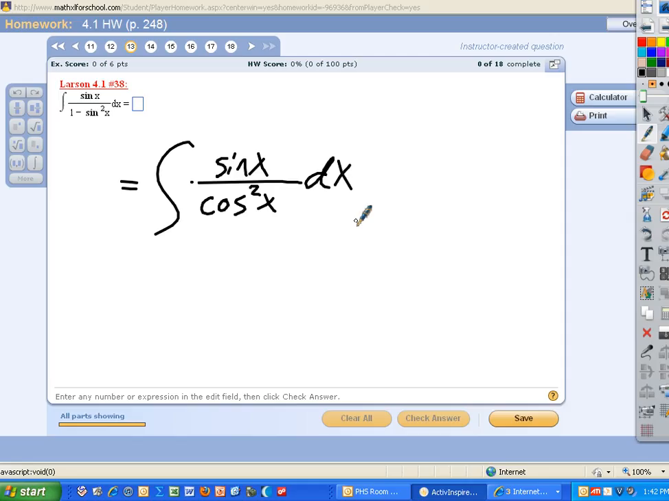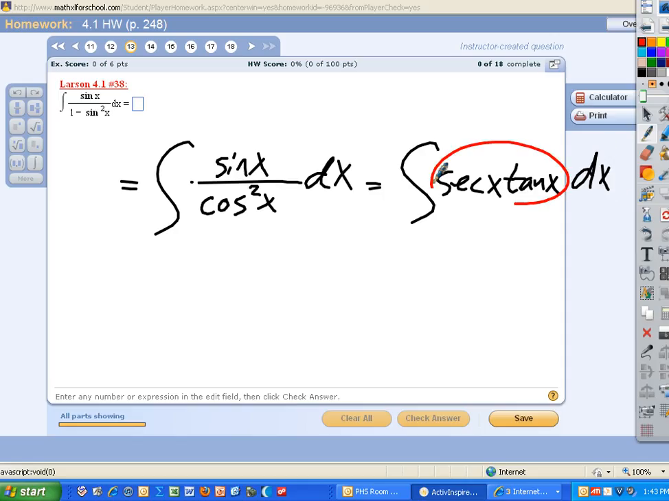Okay, there we go. So we got sine over cosine. We can split this. Sine over cosine is tangent, right? And then that would leave us with a 1 over cosine, which is a secant. So that looks a little better. If I write this as secant x, tangent x, dx, that's an integrand that we can play calculus Jeopardy with.